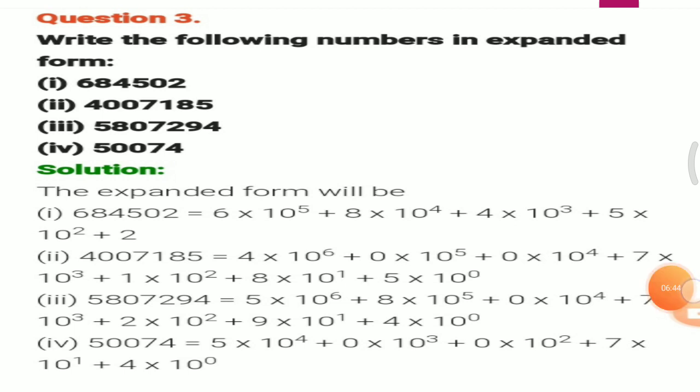Next question. The next question is 40,07,185. You write it in the expanded form. So 4 multiplied by 10 to the power 6, plus 0 multiplied by 10 to the power 5, plus 0 multiplied by 10 to the power 4, plus 7 multiplied by 10 to the power 3, plus 1 multiplied by 10 to the power 2, plus 8 multiplied by 10 to the power 1, plus 5 multiplied by 10 to the power 0.